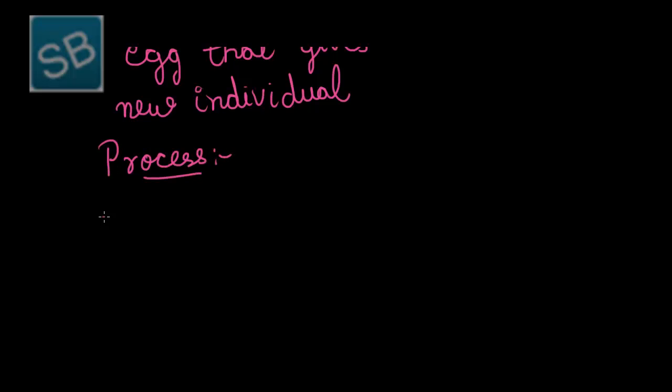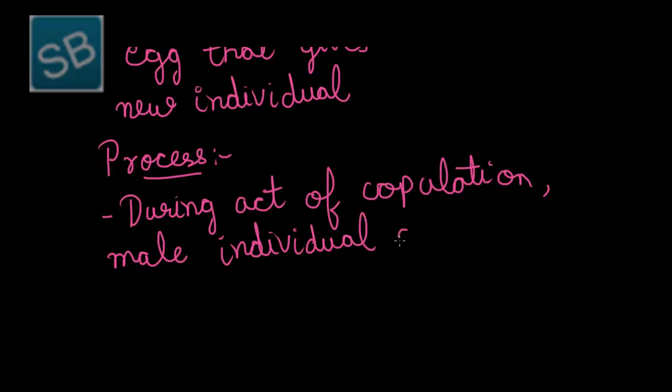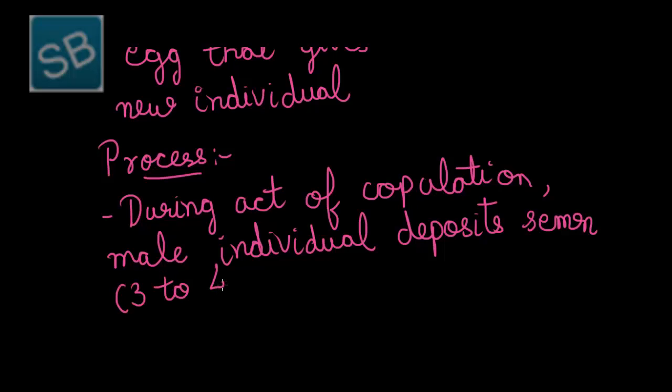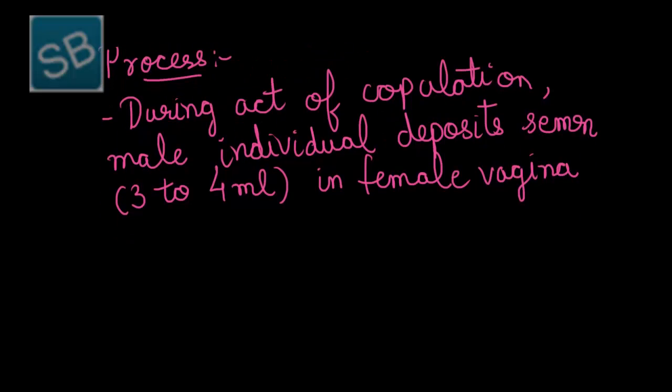Let us study. During the act of copulation, as we all know, the male individual deposits semen into the female vagina. The amount of this semen is about 3 to 4 ml, which is deposited in the female vagina. That reaches the oviduct through the uterus.